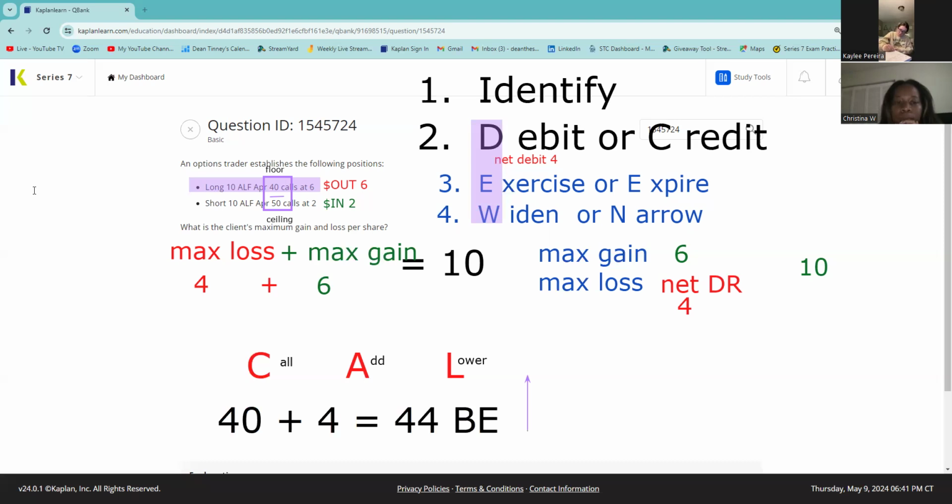Now, what if it was missing the premiums? Well, lower strike calls always have greater premiums. So even if those premiums weren't there, I would still know that this is a bullish spread.